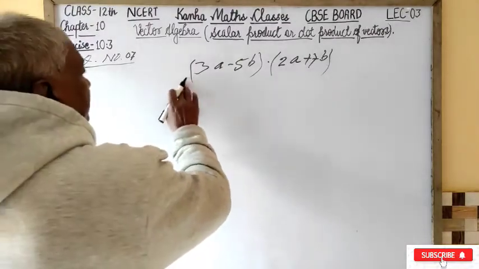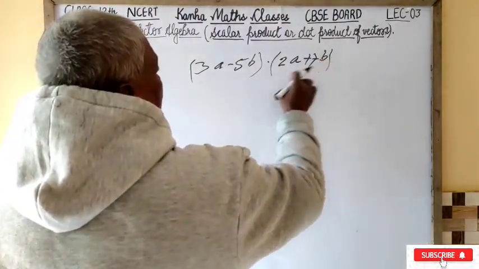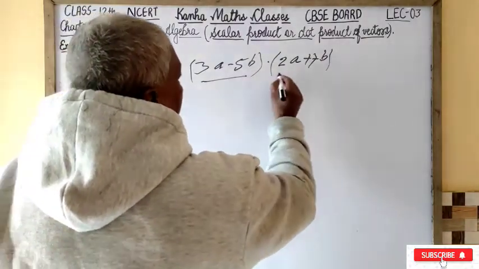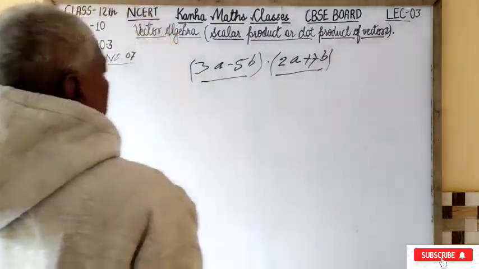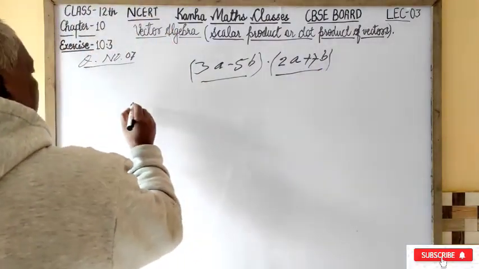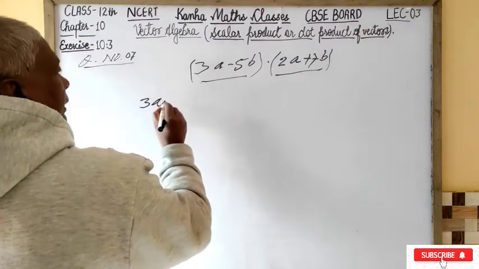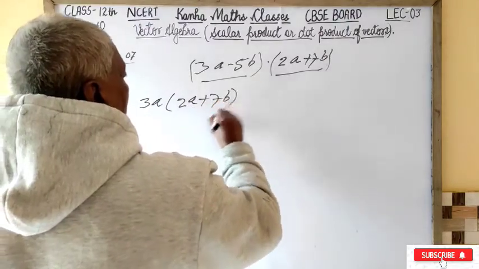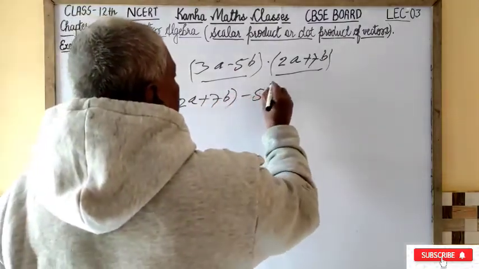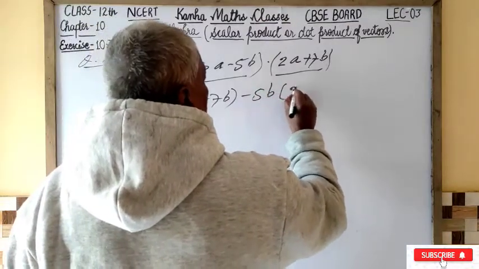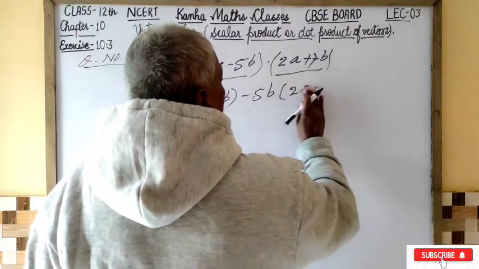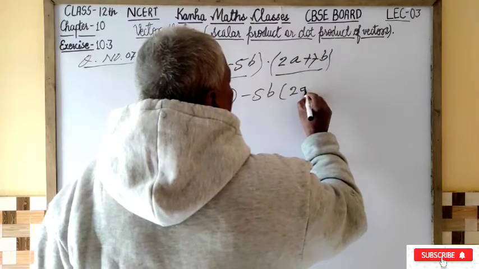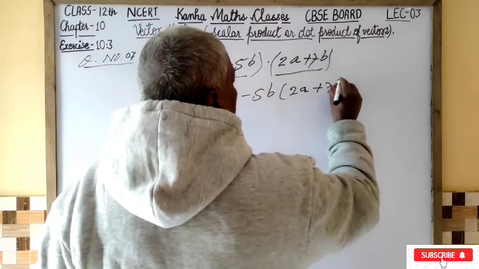The question number 7 is a very simple question. In this question, we have to evaluate the dot product of these two vectors, 3a minus 5b and 2a plus 7b. That's very simple. This will be equal to 3a into 2a plus 7b, and here minus 5b within the bracket 2a plus 7b.